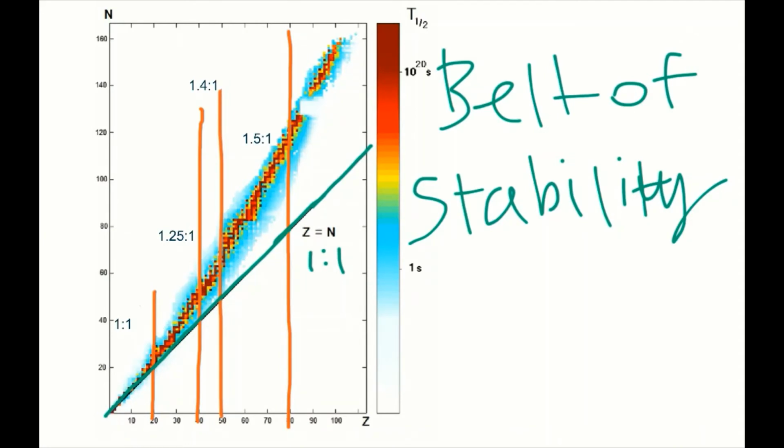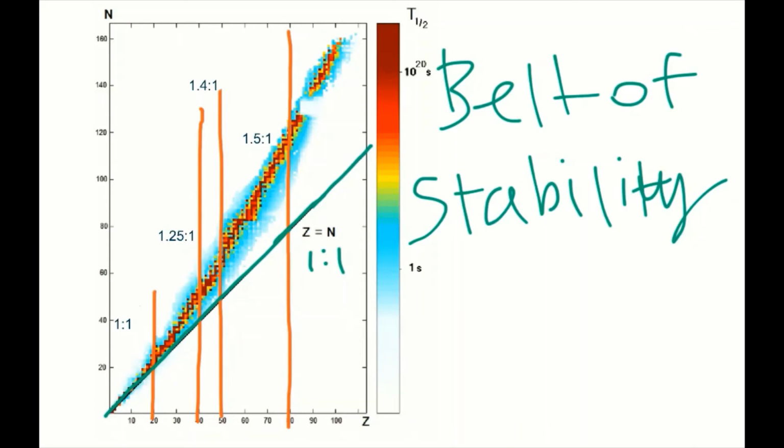So for example, if you have 60 protons, denoted by the letter Z, which is our atomic number, you are most stable when you have about, I'd say, 85 neutrons. So this belt of stability tells us that if you have a number of protons, it'll tell you how many neutrons you need to generally be stable.